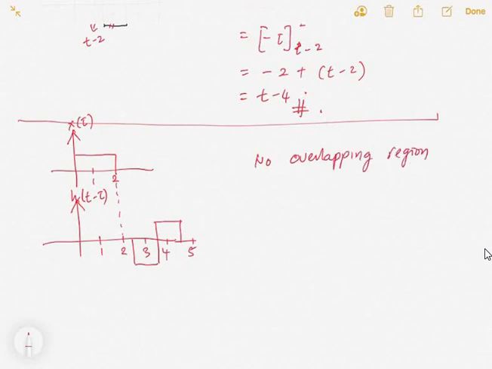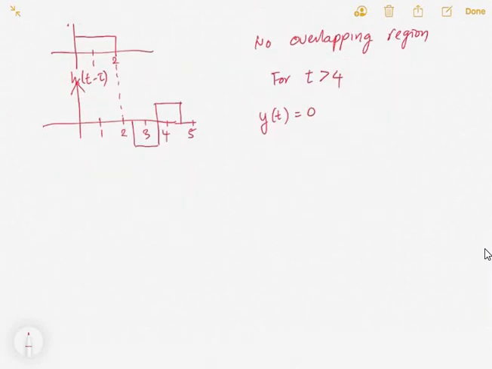So y(t) for t more than 4, there's no overlapping already. Okay, 4, 5, 6 also the same. So we just simply say t more than 4, there's no overlapping region. Therefore y(t) is equal to 0. Okay, so you stop the moving, then you assemble the output signal. So step 4, you just combine all the signals.